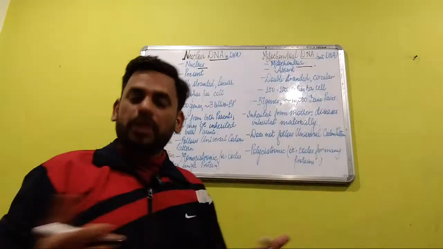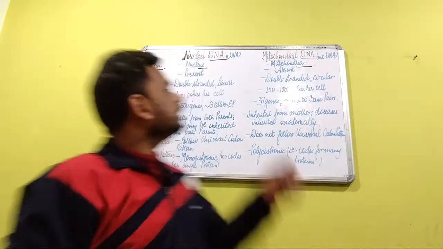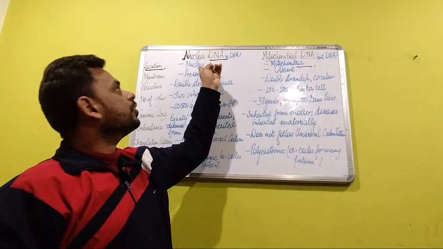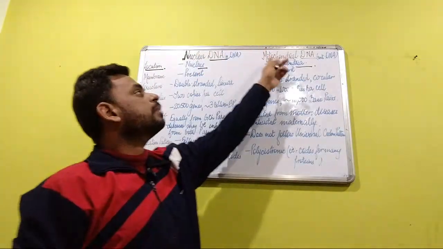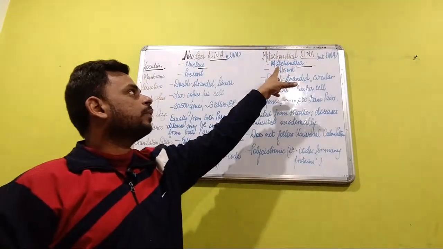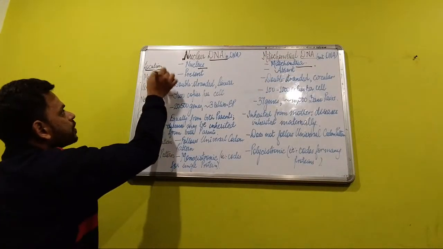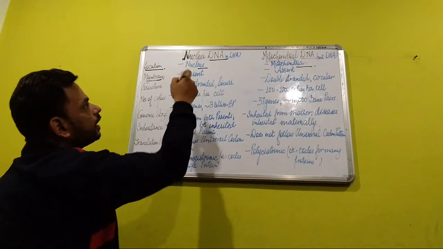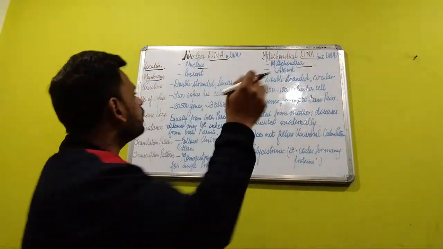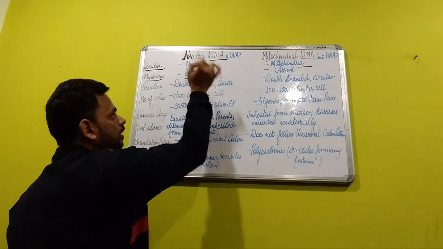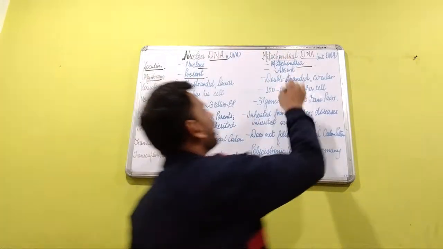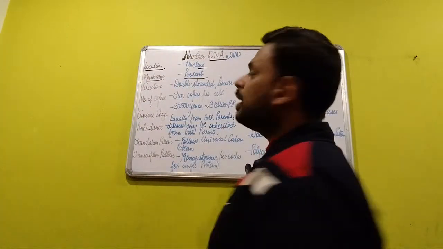This point is quite clear. The nuclear DNA is located in the nucleus, whereas the mitochondrial DNA is located in the mitochondria. Now when we look at the membrane, the nuclear DNA is contained within a membrane, that is, the membrane is present, but in the case of mitochondrial DNA, the membrane is absent.